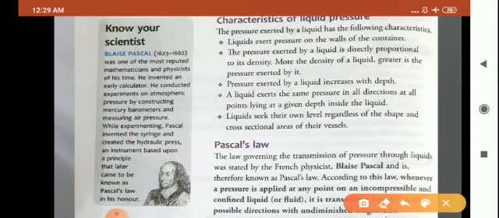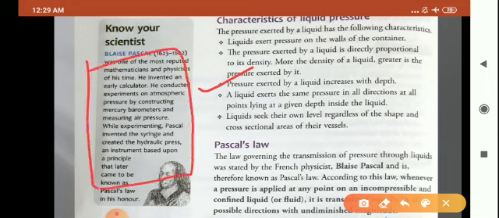Now, pressure exerted by a liquid increases with depth. I have already explained this, but I think it is new to you. Yes, pressure exerted by a liquid increases with depth. Suppose there is a liquid in this container, so the deeper you go inside the liquid, the more will be the pressure exerted by the liquid.